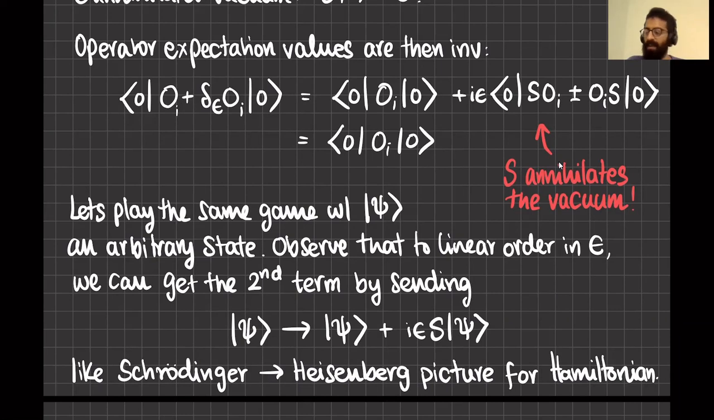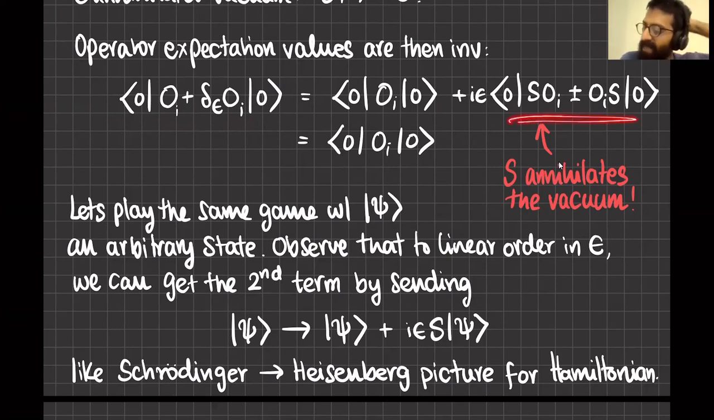So the point I'm trying to make is that if I consider the variation of a correlation function under a particular symmetry transformation, and I find that since the S annihilates the vacuum, the correlation functions are invariant. Now, all of this was happening in which picture? I mean, it's not correct to say Schrodinger and Heisenberg, but let's call this the Heisenberg picture, because the operators are the ones that are changing.